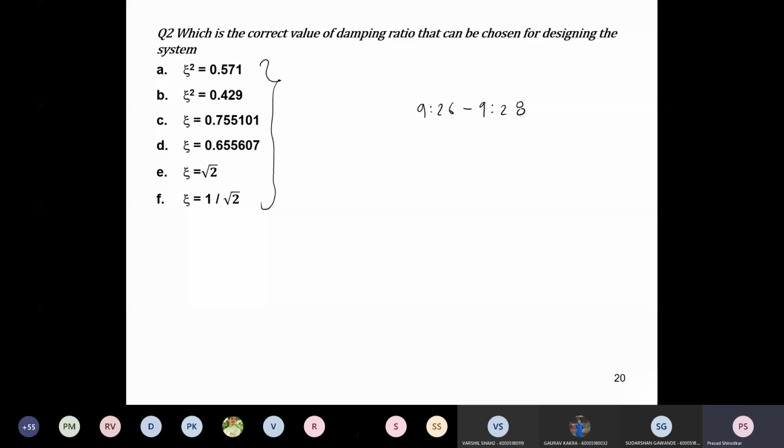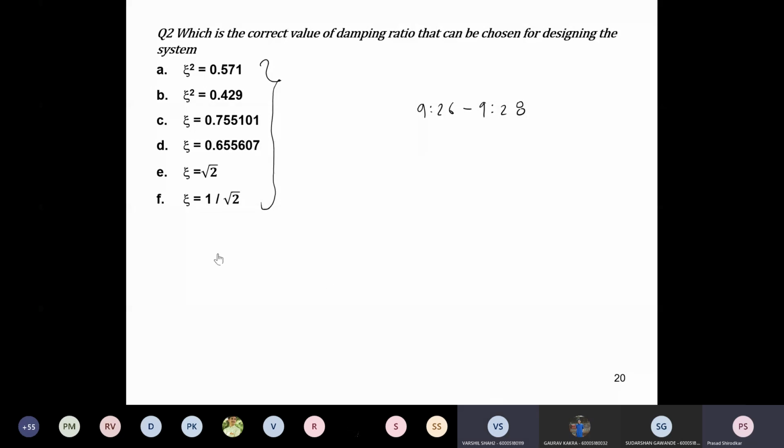Let me check. Alright, that has happened purely by accident. 0.655607. Oh, it is coming purely by accident. It was not designed to be that way. Okay, so A and B are also correct.